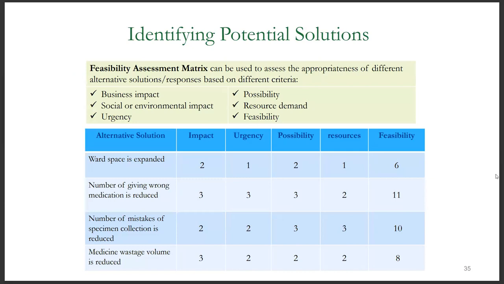Once a Kaizen theme is selected for implementation, a modified form of the feasibility matrix can also be used to assess the effectiveness of different potential solutions. The table provides an illustrative example of how such a matrix can be used to assess the feasibility of different potential solutions for a Kaizen theme.